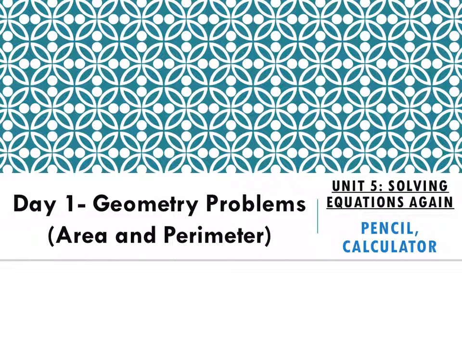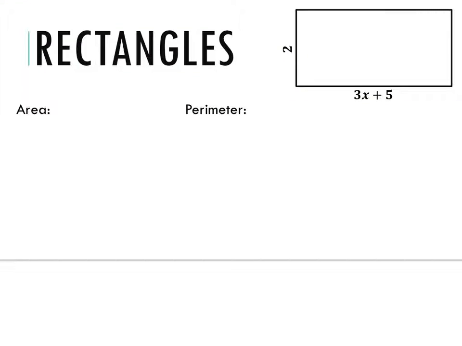Alright guys, so we are going to do a solving unit again. This time on our solving unit we're going to have some problems that are a little bit more difficult. So today we're going to start with area and perimeter problems. So just a review from 2 units ago.